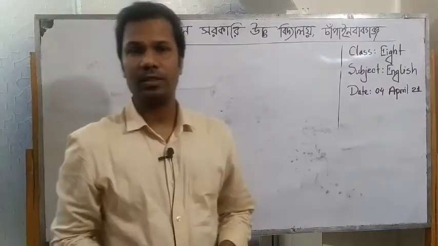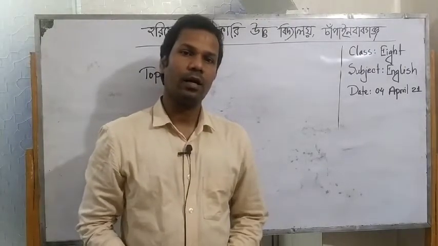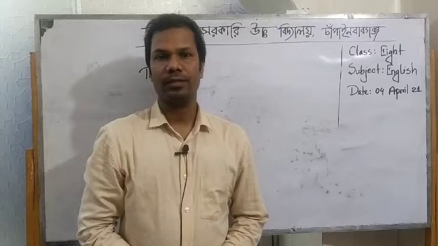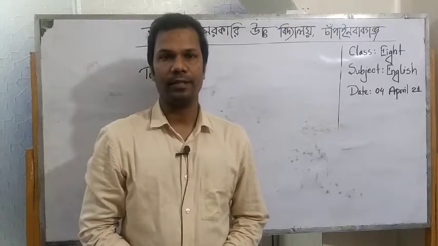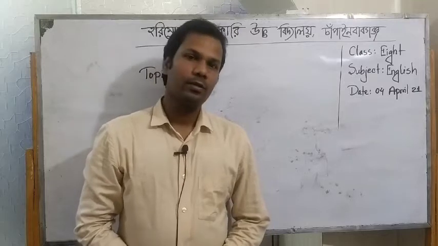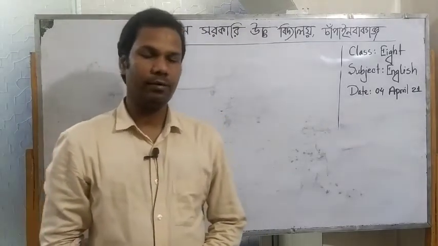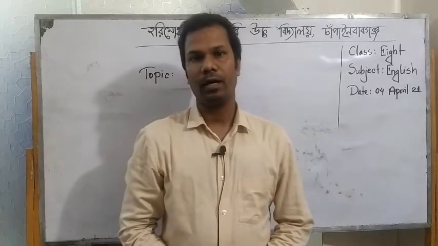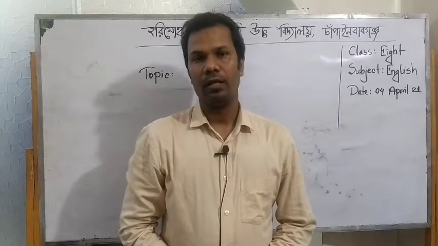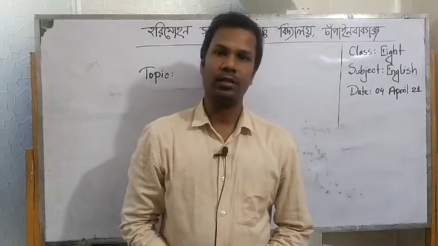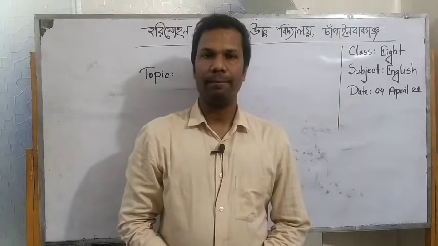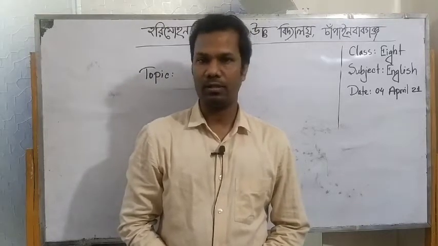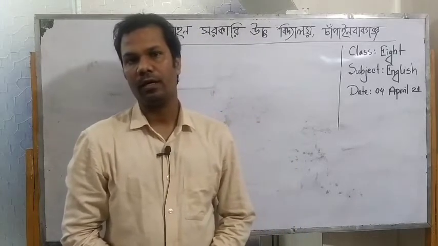Before going to the texts or any items, I would like to show you the syllabus. First, what is your syllabus for class 8 and the JSC, Junior School Certificate? So let's have a look at the syllabus first. In class 8, there are 100 marks in English. You have no English second paper or English first paper. There is one paper and it's called English, and there are 100 marks in your syllabus.